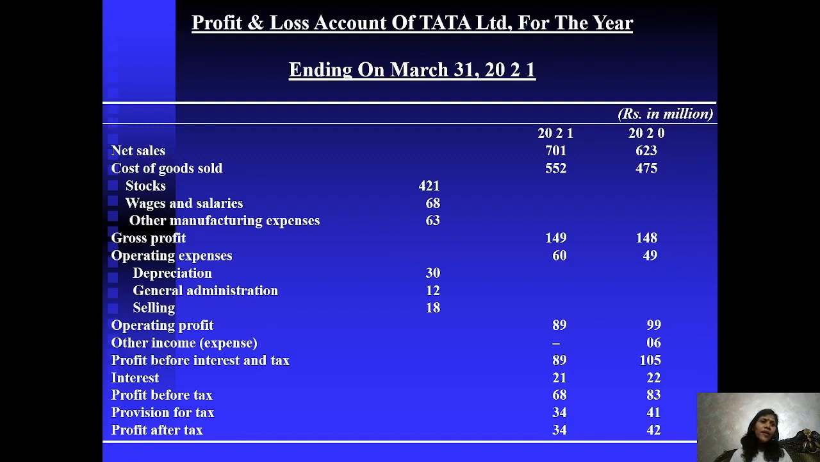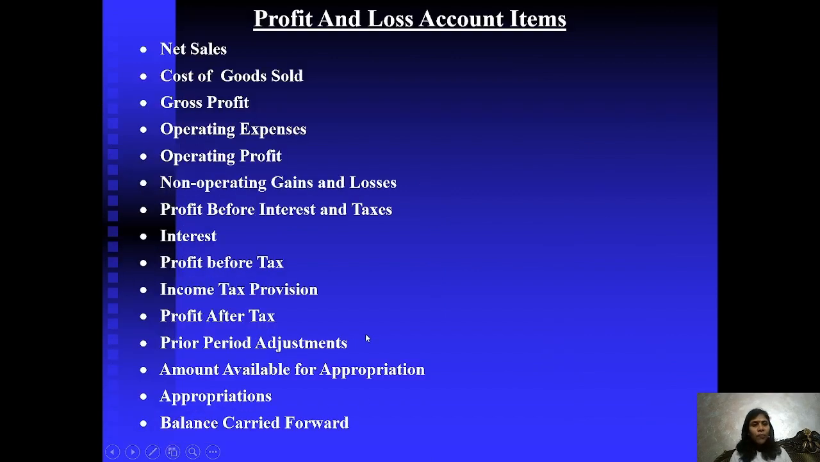The profit and loss account of Tata Limited is given here. Net sales for 2020 and 2021, your cost of goods sold, wages, whatever the operating cost, your profit before interest, EBIT, less interest, your EBT or PBT, less your tax, EAT. This is a proper income statement. So what other items will come in the profit and loss account? Net sales, cost of goods sold, gross profit, operating profit, non-operating gains and losses, interest, PBT, PAT.